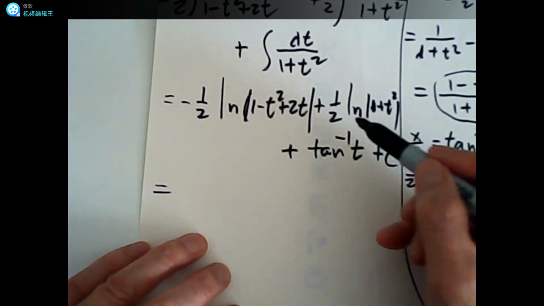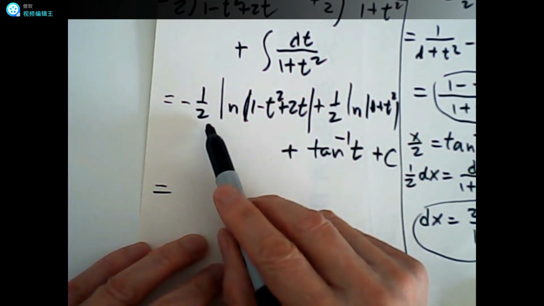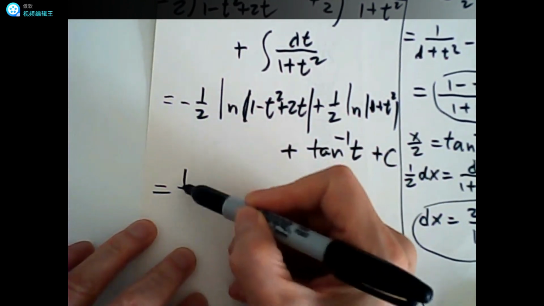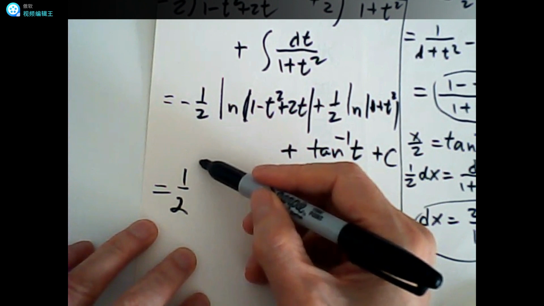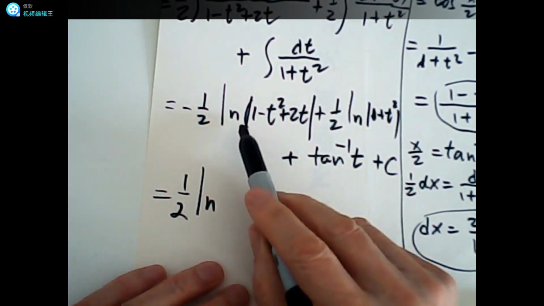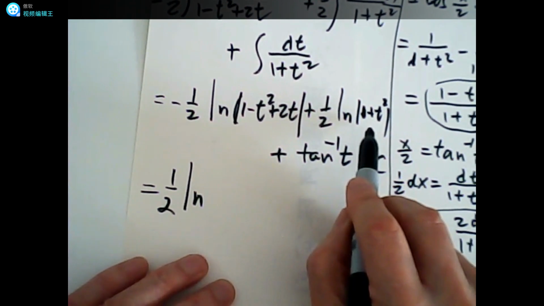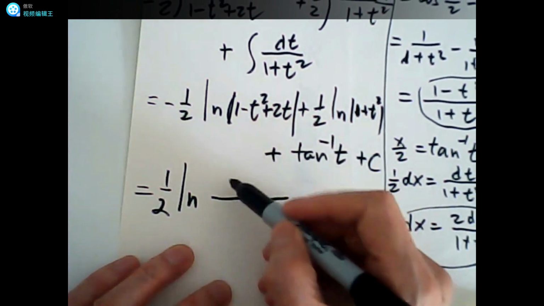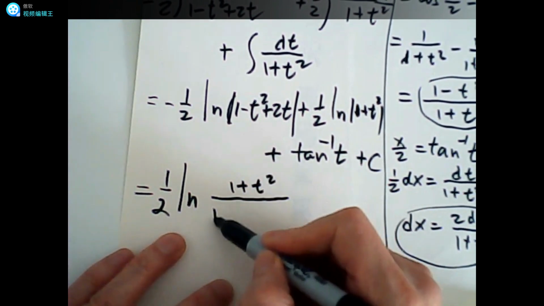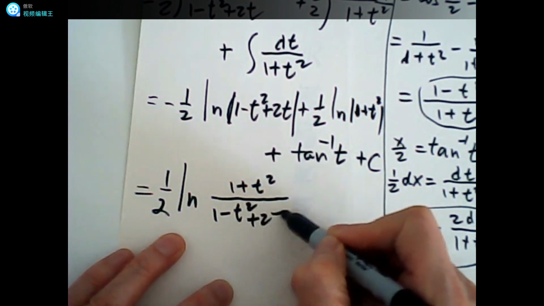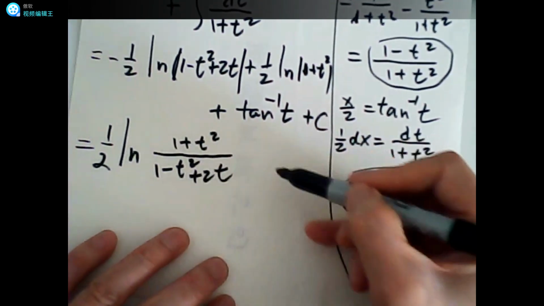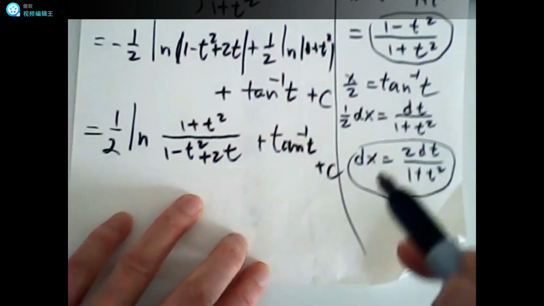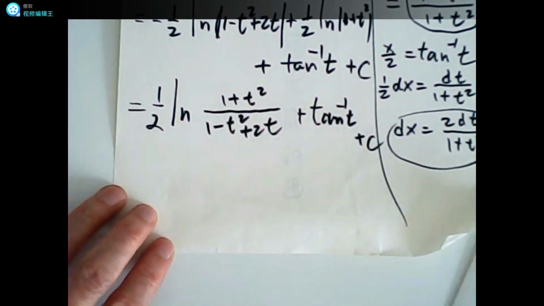Okay, let's see. We have a half common log. This is negative, this is positive. So this becomes half log of 1 plus t squared over 1 minus t squared plus 2t, plus arctangent t plus c. So, okay, that's first how we organize this one.